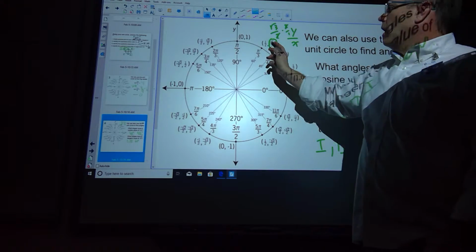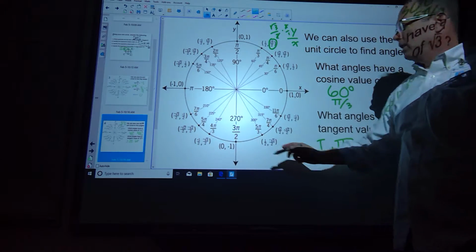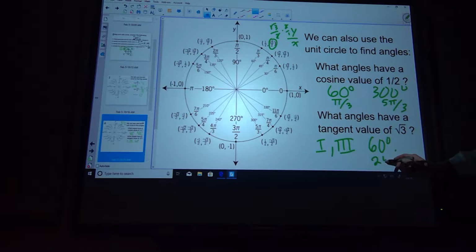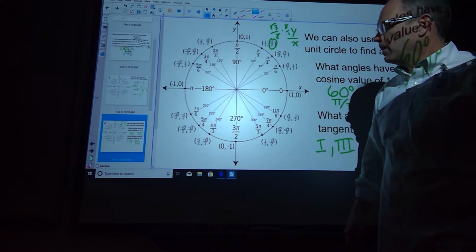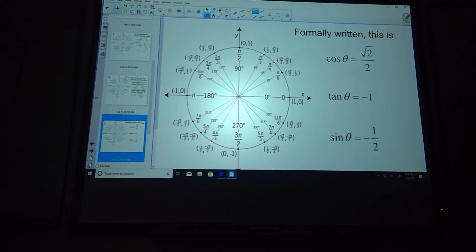And then I'm also looking for the root 3 over 2 and the y. So it's down here. That is a 240-degree angle. And again, I could go ahead and put those in radian amounts. And then formally, we write that.